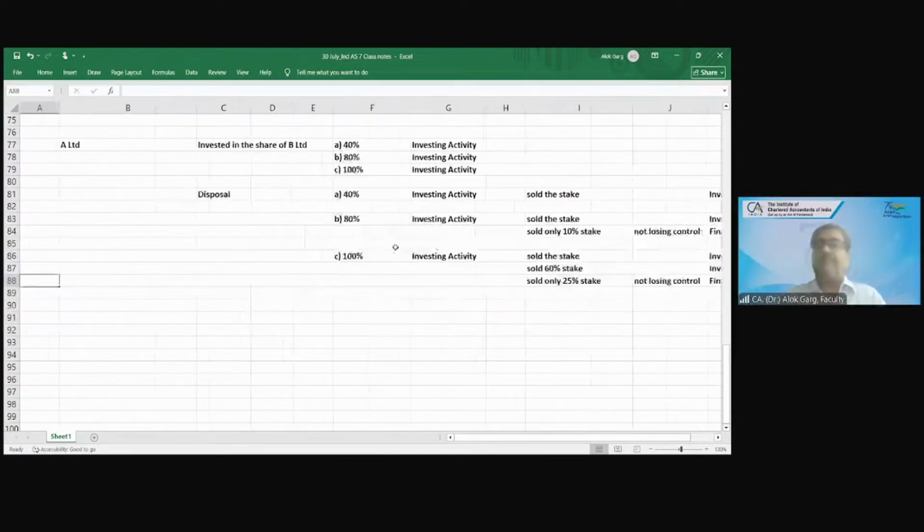If control is already not there, then it will be investing activity only, right? So this is what the standard talks about in case of disposal of investment in subsidiary, that what will be the cash flow activities, right? This is what the standard has given you as a rule, as an exception.